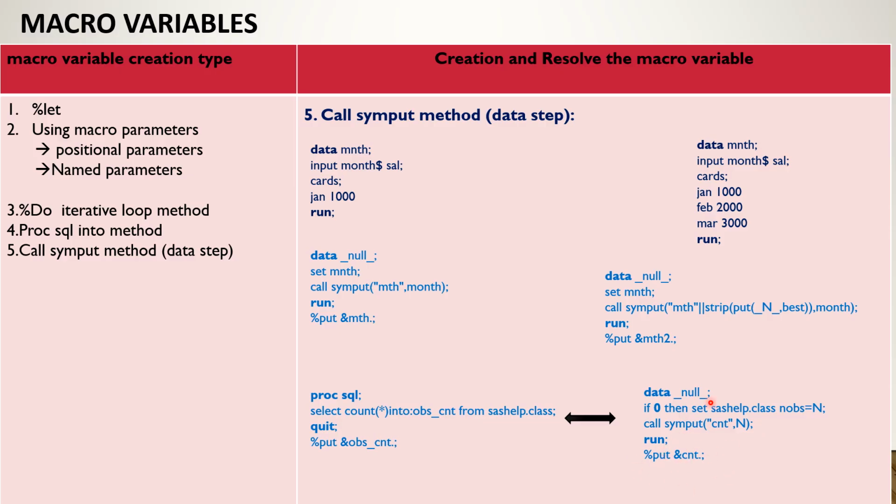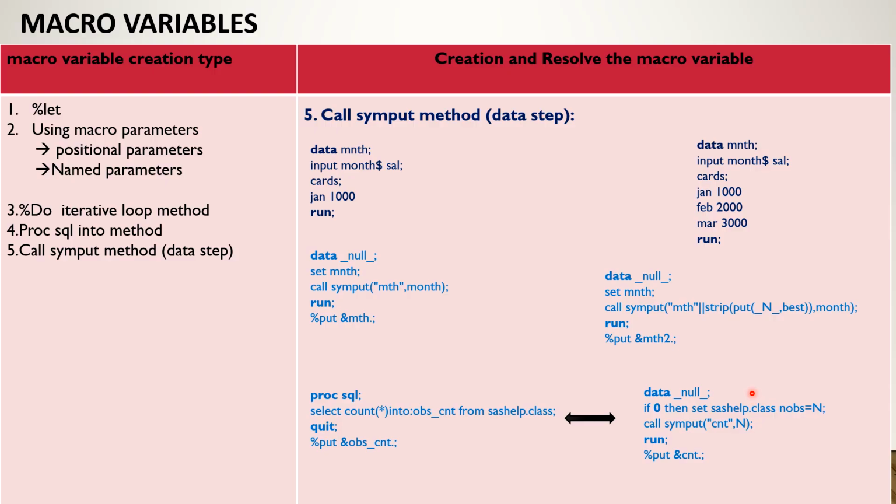What will happen in sashelp.class? It counts how many observations there are. For total observations, we create a single macro variable by using the call symput method. The same thing we can do using the PROC SQL INTO method; for total observations also we can create the macro variable.